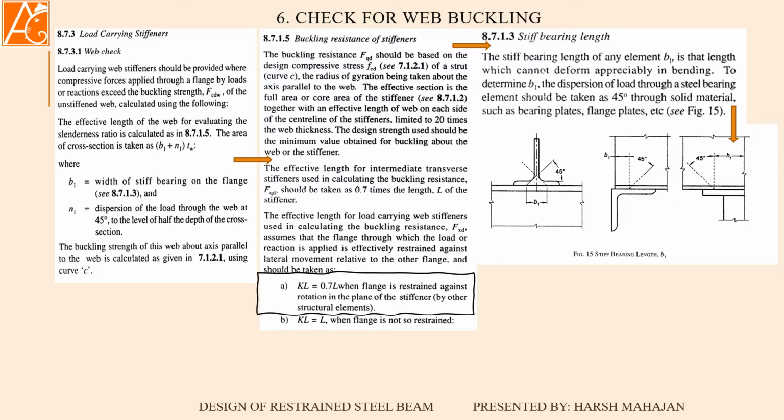Now we have to check it for the web buckling. So let's assume this is the I section. I'm showing you the elevation. This is the I section like this, and you just put it on some support. Okay, and now load is applied. Now there is some compressive force applied like this due to the reaction at the end. Now this web is susceptible to buckling.